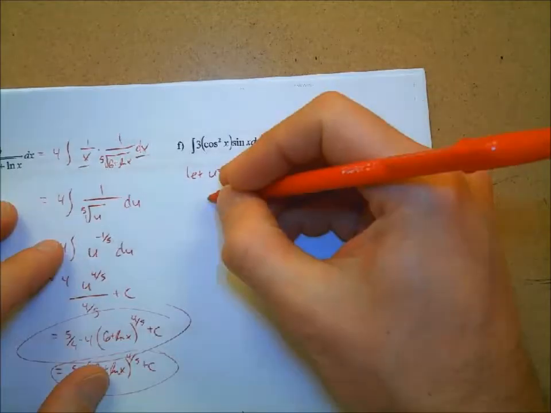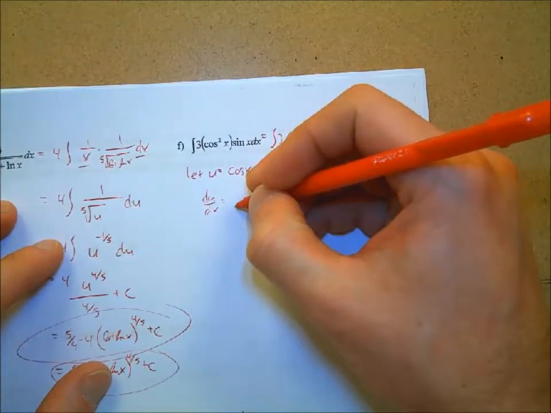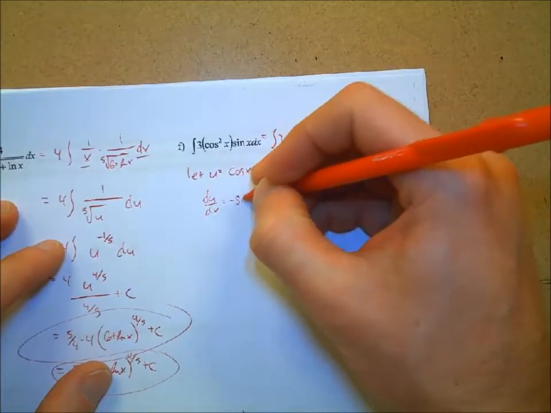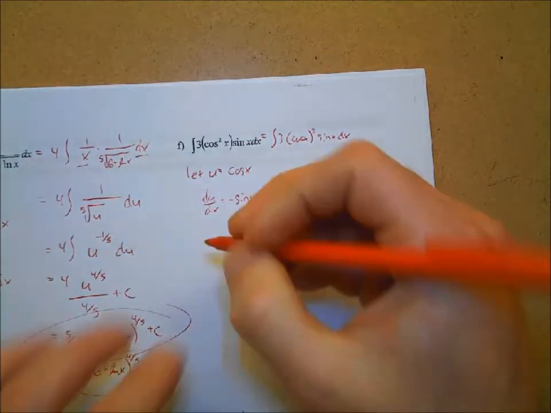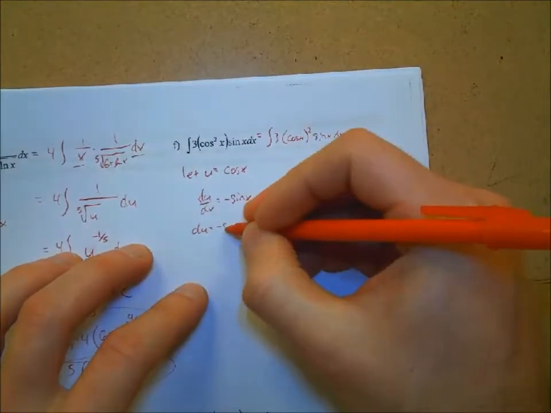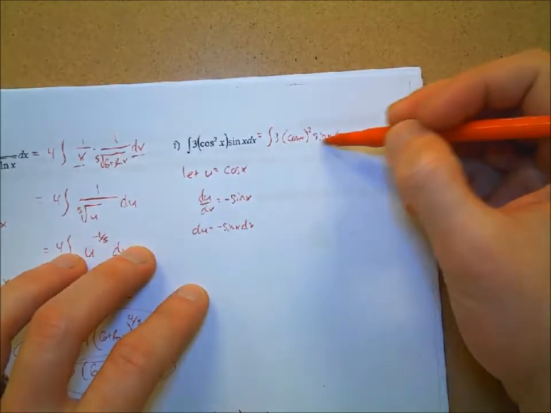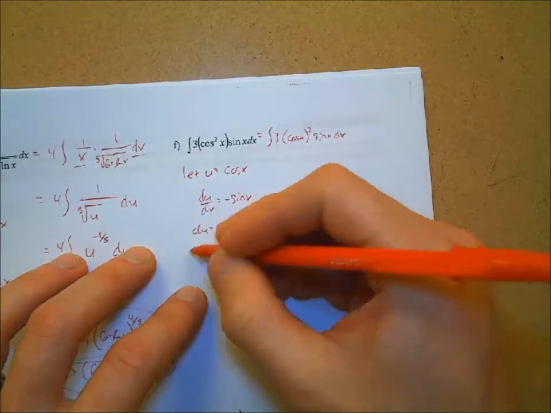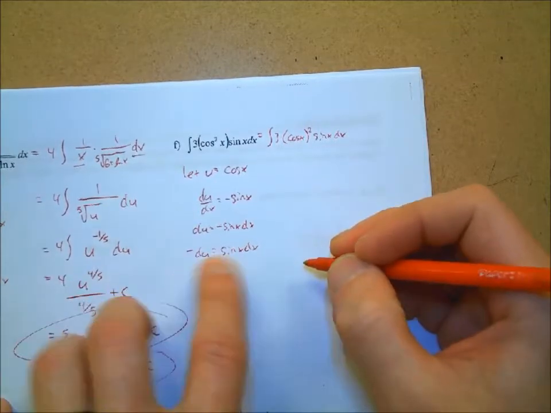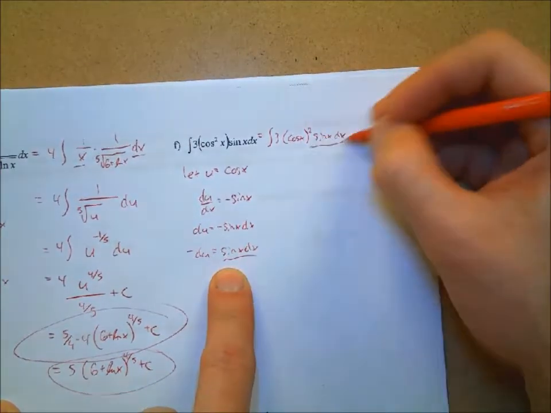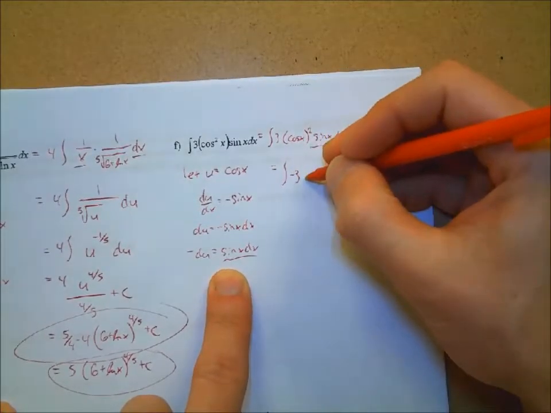So, derivative with respect to x, derivative of cosine is, oh right, this is where you've got to watch those signs, right? Negative sine of x is the derivative, so du equals negative sine of x dx. We don't have a negative sine of x, we have a positive sine of x dx, so we'll move the negative over here. So negative du is sine of x dx. And so we'll end up with the integral of negative 3 u squared du.